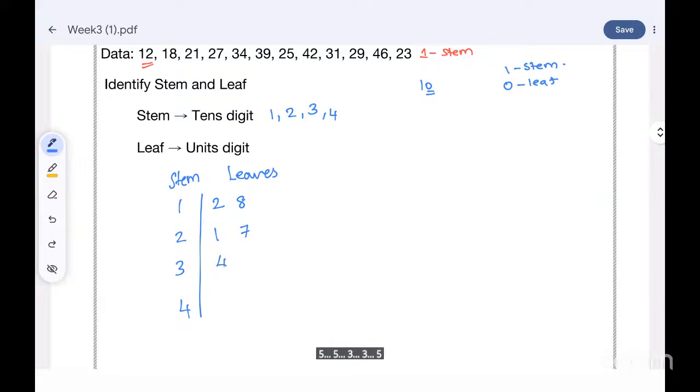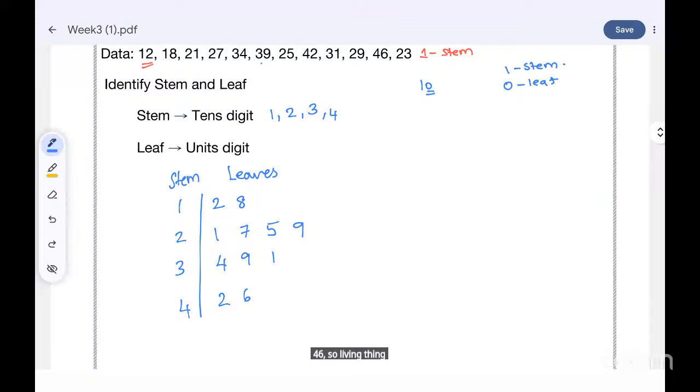No, ma'am. 21 itself, there is 2 more. Let's do one by one. Let's do one by one. After 34, 4. Then 39, 9. And then 25, 5. And then 42, 2. And then 31, 1. And then for 3 we have 29, 9. 23. 46, so the leaf is 6.